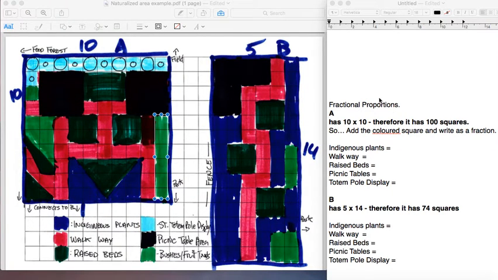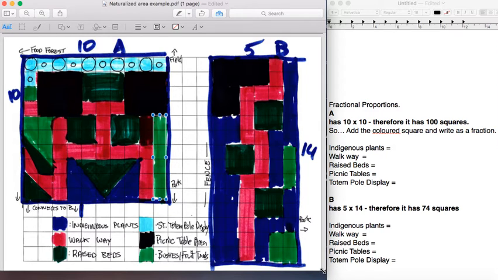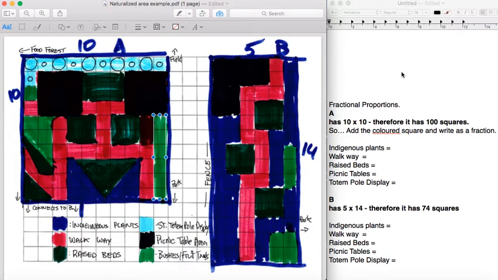All right, guys, this is the next video. This is on how to do the fractional math for your garden. This one will be a little shorter than the last one.